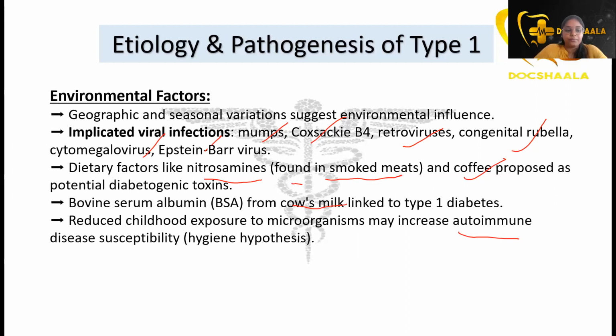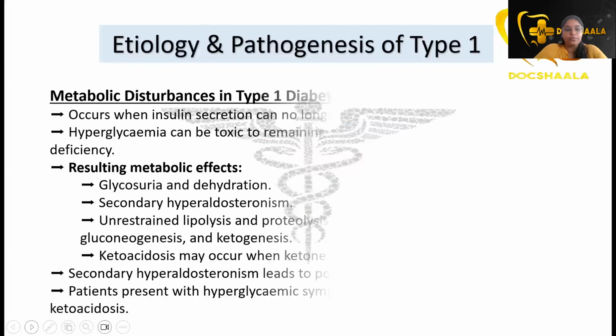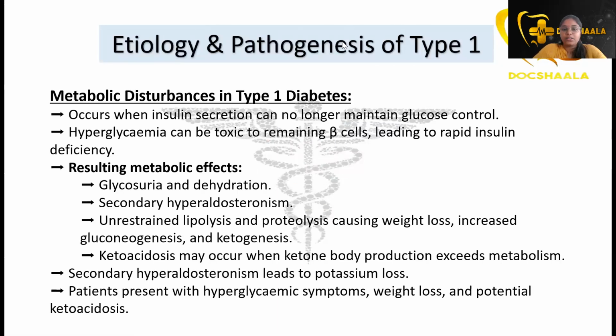Then coming to metabolic disturbances. When insulin can no longer maintain glucose control, we see type 1 diabetes mellitus. We all know that. Hyperglycemia may be toxic to the remaining beta cells, leading to rapid insulin deficiency. When insulin is not working, glucose is in excess in the blood, which leads to hyperglycemia, which is in turn toxic to the beta cells of the pancreas, leading to rapid insulin deficiency.